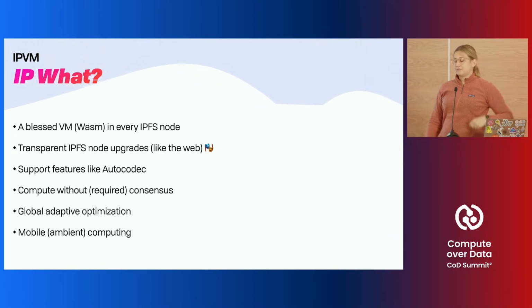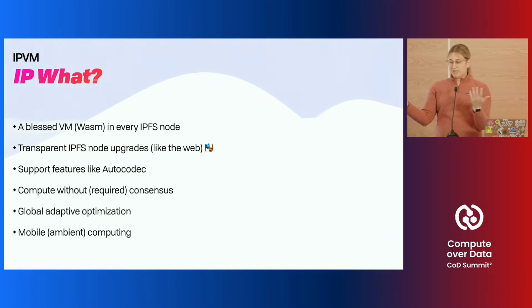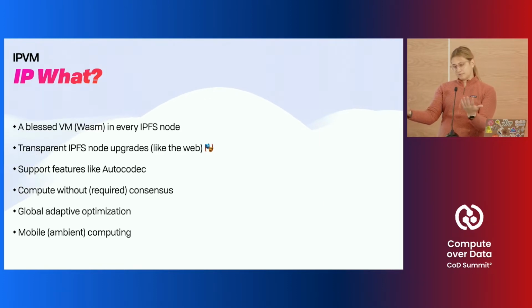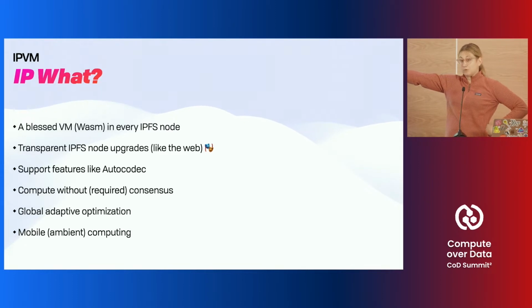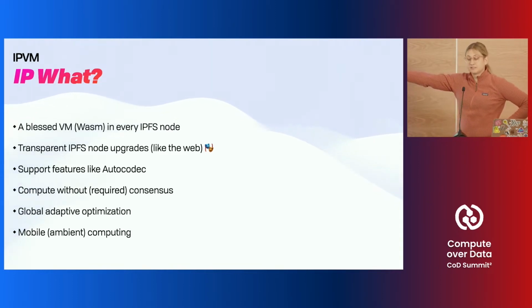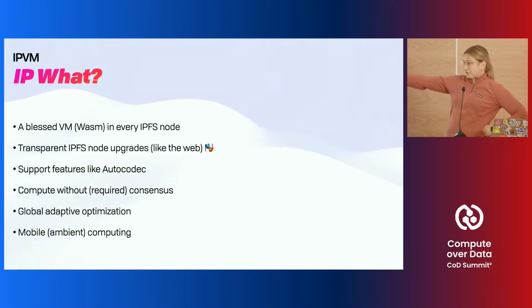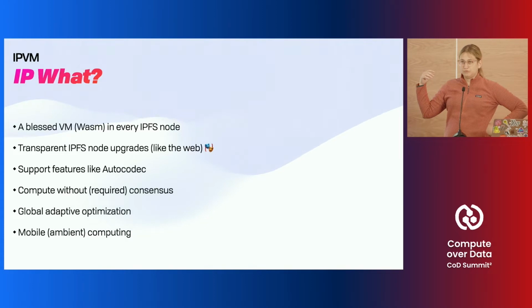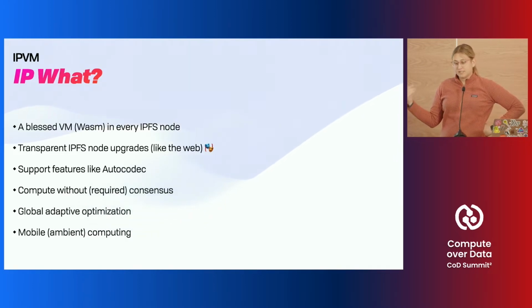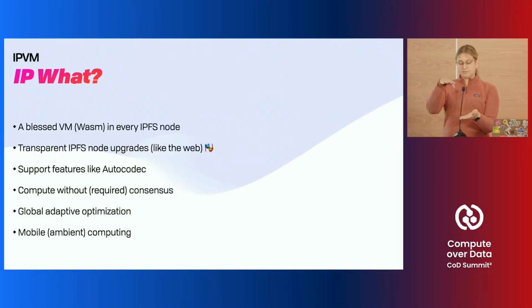Or anything else, right? I have Markdown, I want to turn it to HTML, I can do the rendering directly in IPFS. We should be able to do compute without consensus, or with consensus, but by default, no consensus. Do global adaptive optimization, I'll talk about that near the end, but this is applying a VM technique to essentially web scale compute and data, and do mobile, in the 90s sense of mobile computing, where we can take some job, suspend it, move it somewhere else, and resume.